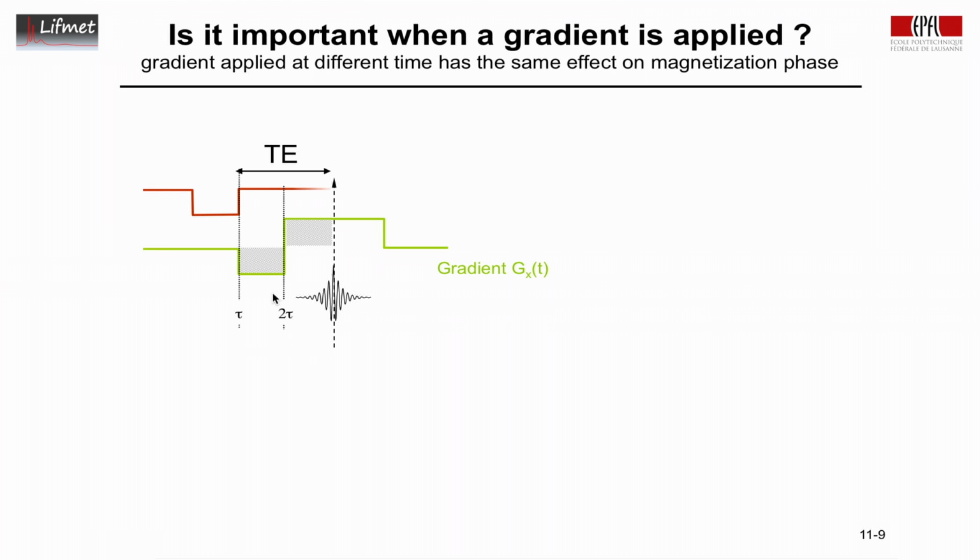Now I will take a gradient along z, and I will switch it just before the green gradient along x. So this gradient here is applied just before. It's turned off at the time tau. This is its effect on the phase. So that is what we call the sequential application of two different gradient orientations.